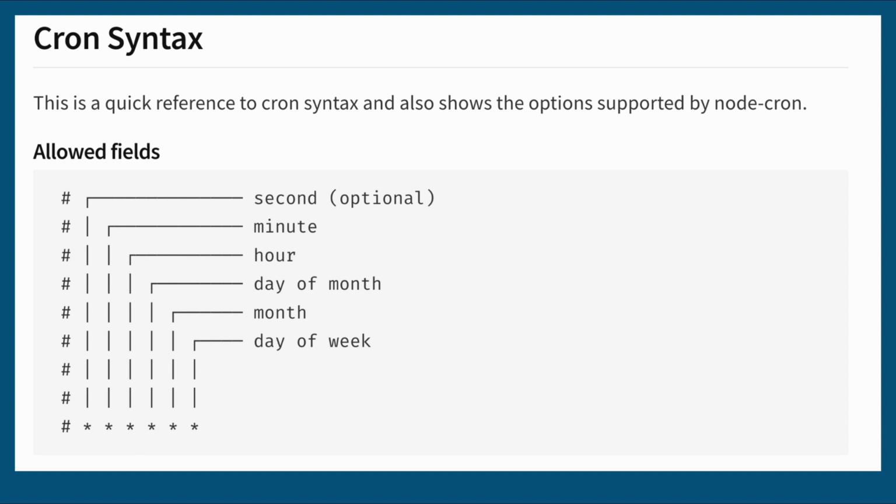Each place in the interval string represents a different unit of time. Going from left to right, the units are second, minute, hour, day, month, and day of the week. Additionally, the seconds parameter is optional, so if you see a cron interval with only 5 values, the units start at the minute. Let's go through each interval string one by one.